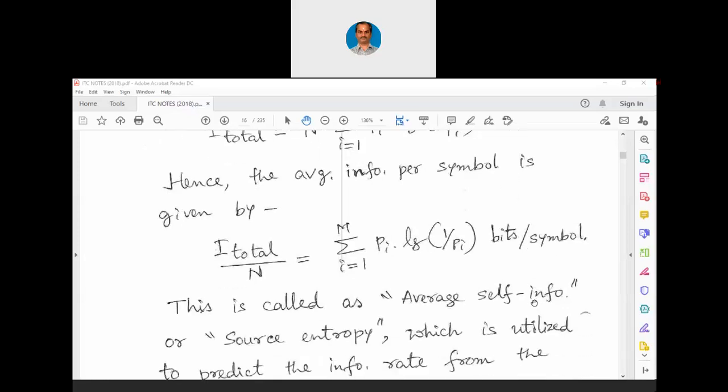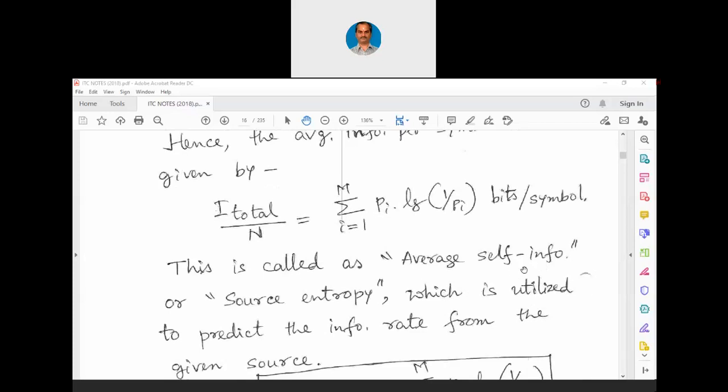This is called average self-information, or this is called source entropy, which is utilized to predict the information rate from the given source. This becomes useful for us in measuring information now in future, because our primary goal is to measure information. Only when we measure information, we can find out the way in which it is transmitted and received. So this concept called source entropy becomes important. It is nothing but average self-information, or it is nothing but the average information per symbol.